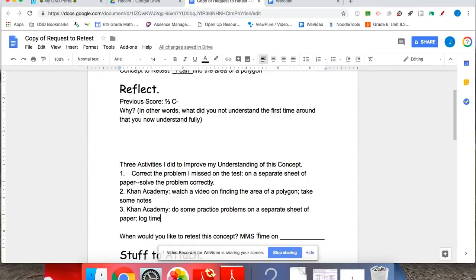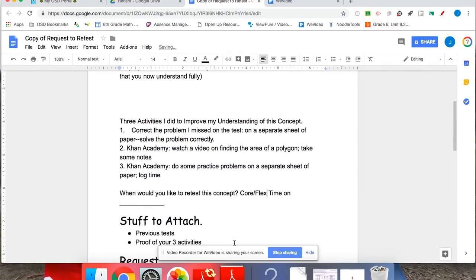Now I need to change this. It used to be called MMS time, but now it's called Core Flex time. So I'll go in and make that change.